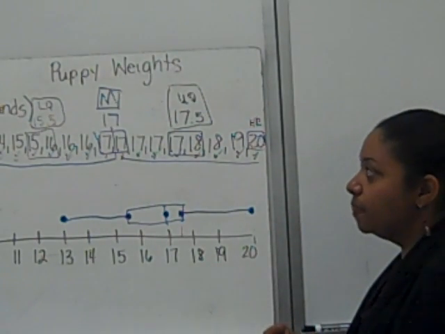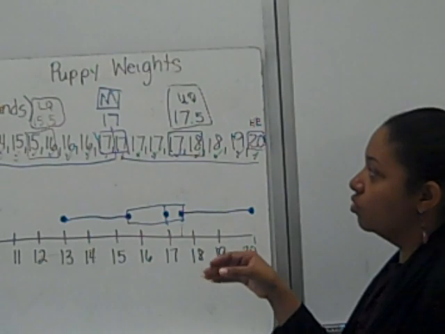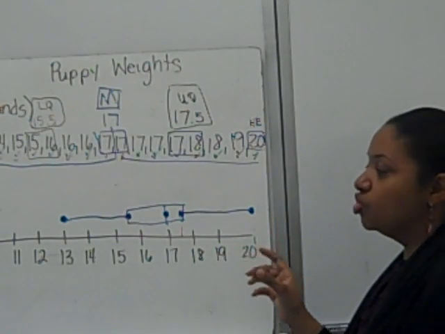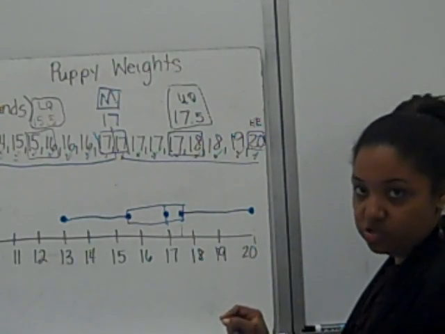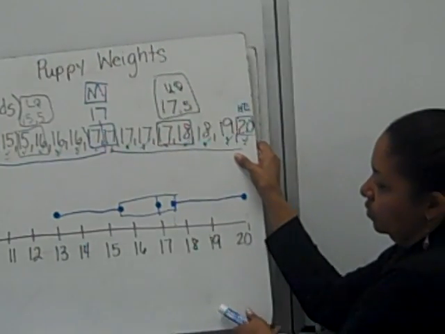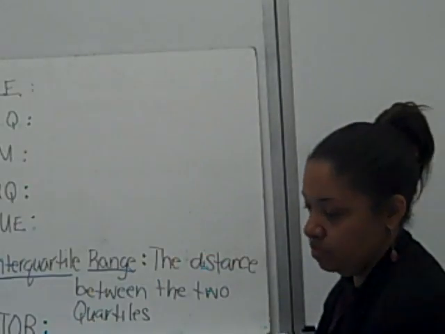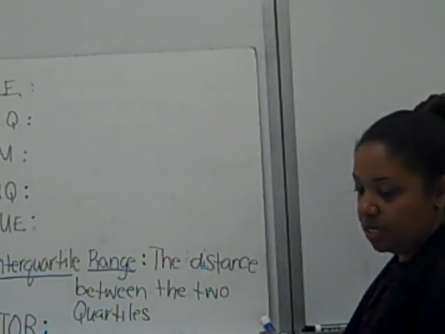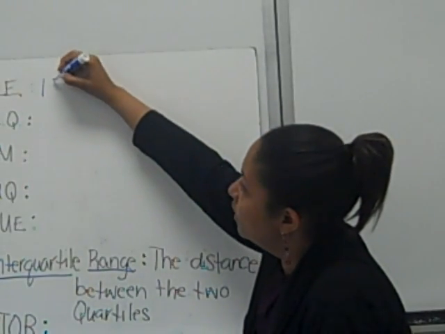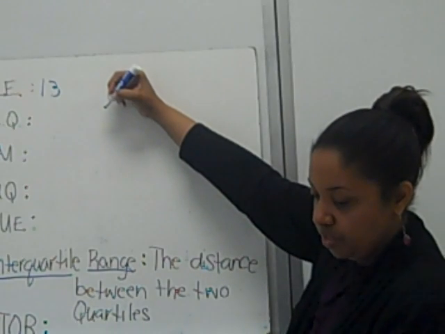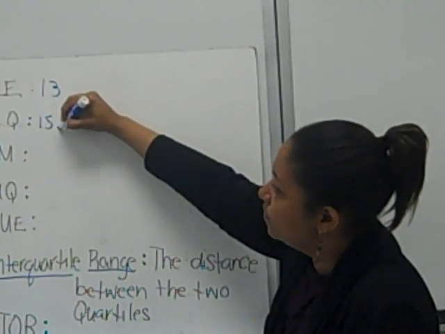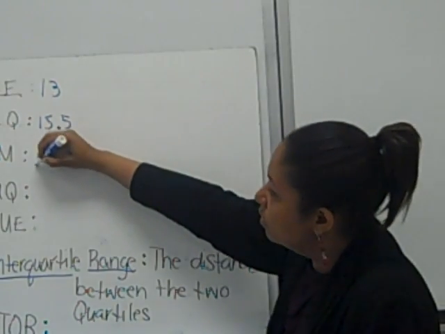Now in a second, we're going to write all the information down, and then I'm going to show you how to get the interquartile range. It's the IQR. Okay, so right now we're just going to label everything. So our LE was 13, our LQ was 15.5, our median was 17.